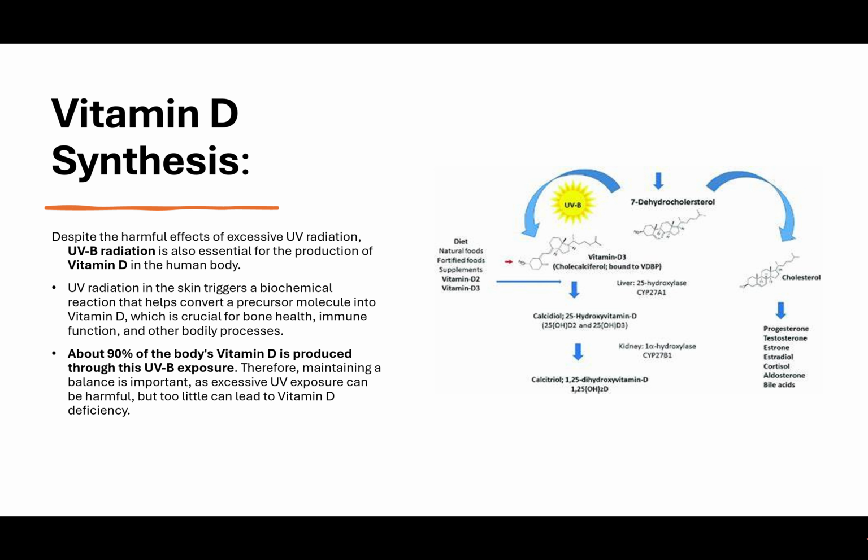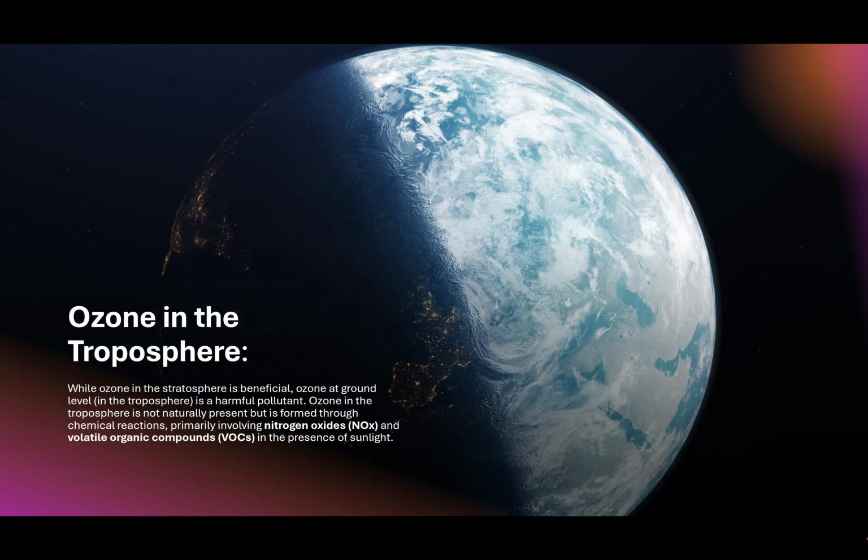So even though the human body would use UVB radiation for a chemical reaction, we don't necessarily need a lot of it, because too much of it would lead to skin cancers and other things. But if we don't have enough UVB radiation reaching the Earth's surface, we're going to have a deficiency in vitamin D. All right, so we're looking at stuff like that.